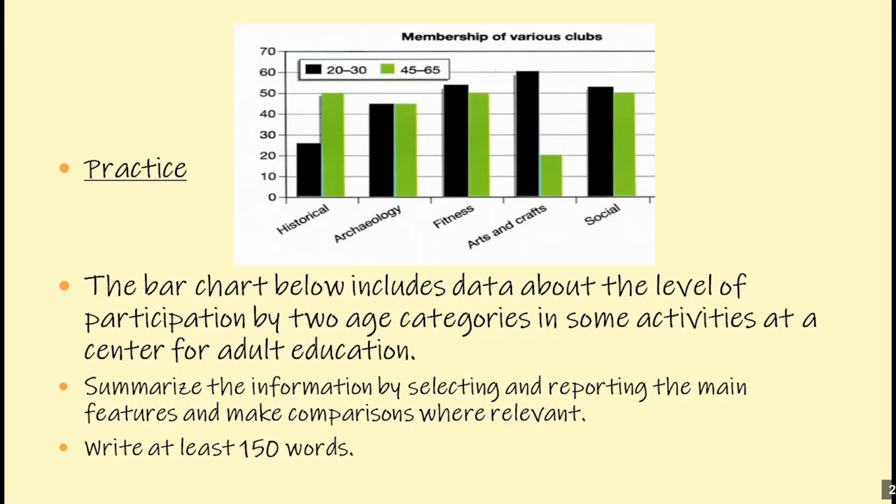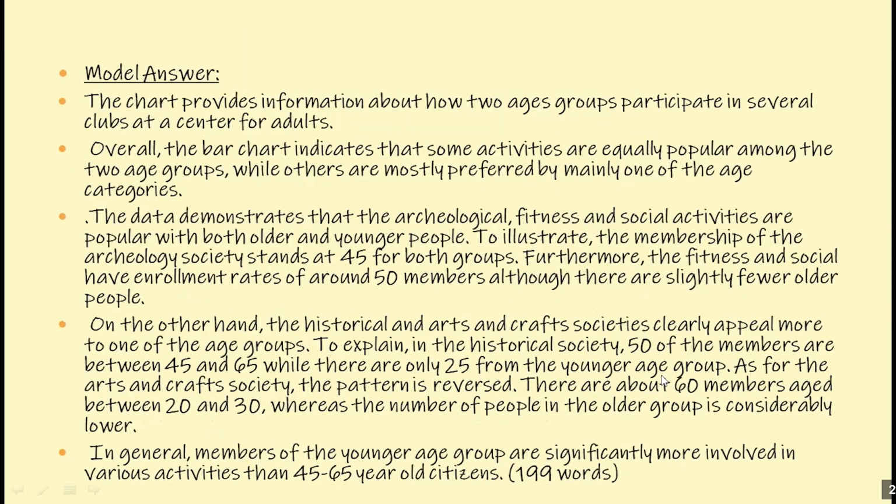Another way could be that you focus on the gap, if there is a big gap, regardless of who's higher. So you might put historical and arts and crafts in the same paragraph because there's a big gap here. And social, fitness, and archaeology because there's a small gap or even no gap. That's one way. So you could have two paragraphs, one paragraph for the big gap, one paragraph for the small gap or no gap. That's acceptable too. Now let's look at the model answer.